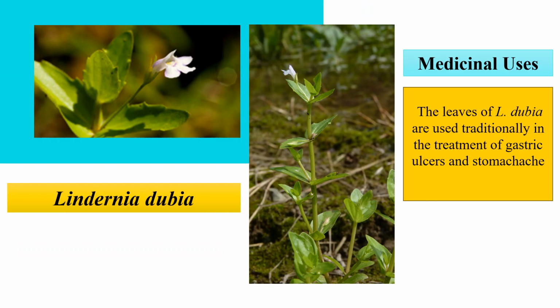Next is Lindernia dubia. It is also an annual erect herb, and the leaves are opposite, simple. The flowers are white in color with a tinge of purple, pink, or blue near the throat. Fruits are capsules and they are found in open soil, in lowland, wet lowland, in moist areas near ponds, lakes, and streams. Medicinally, the leaves of Lindernia dubia are traditionally used in the treatment of gastric ulcer and stomachache.